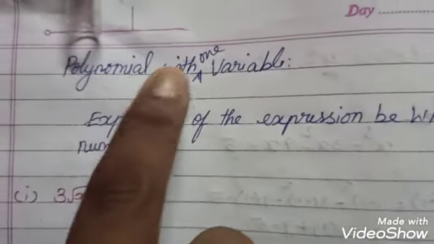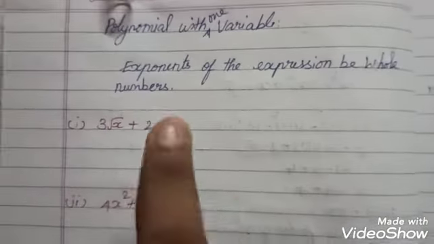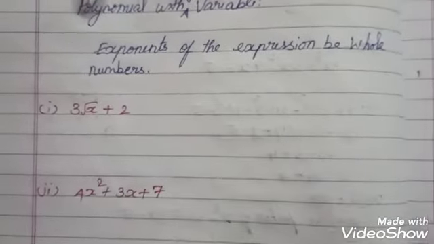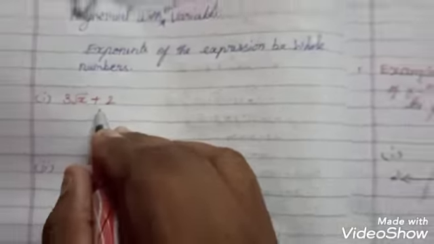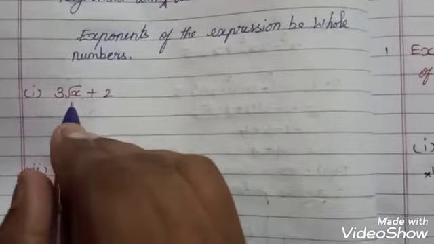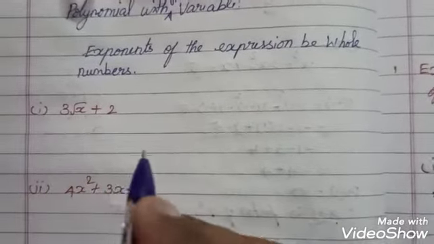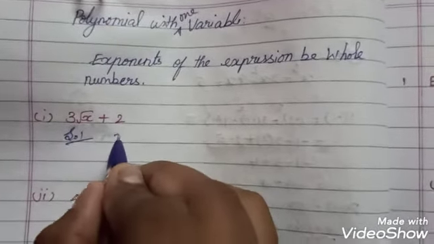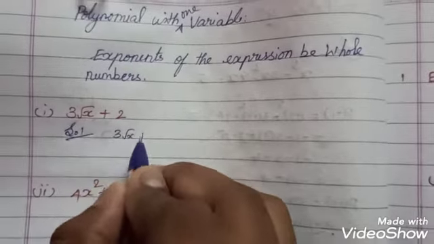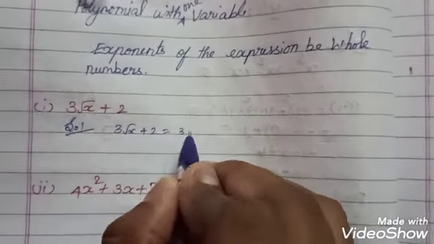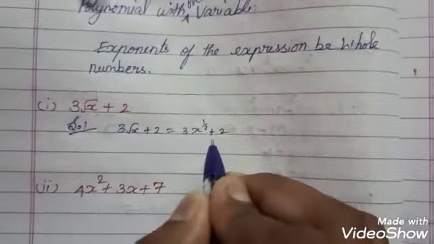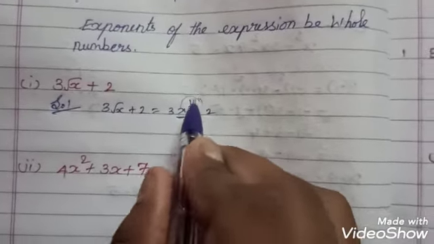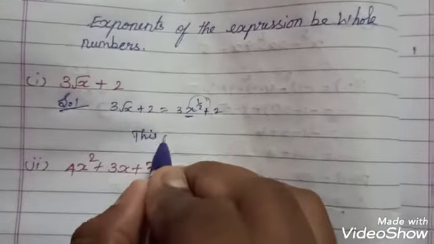We see polynomial with one variable. The exponents of the expression should be whole numbers. Always it should be a whole number. So how do we find out whether the polynomial is in one variable? Before that, it should be a polynomial or not. Now solution: 3 root x plus 2 can be written as 3x to the power 1 by 2 plus 2. Here you have to see x to the power is 1 by 2. So this is not a polynomial.